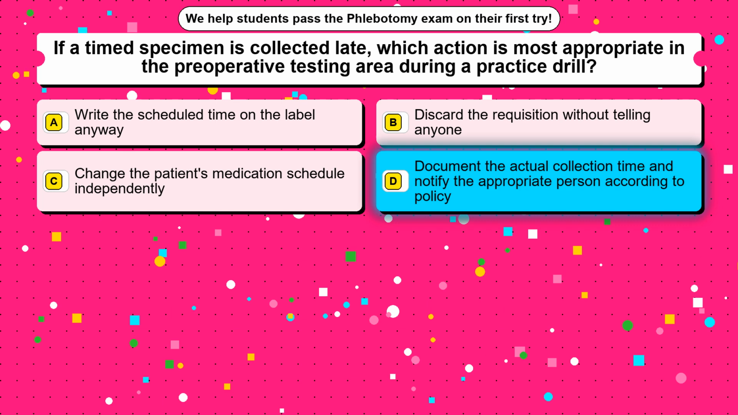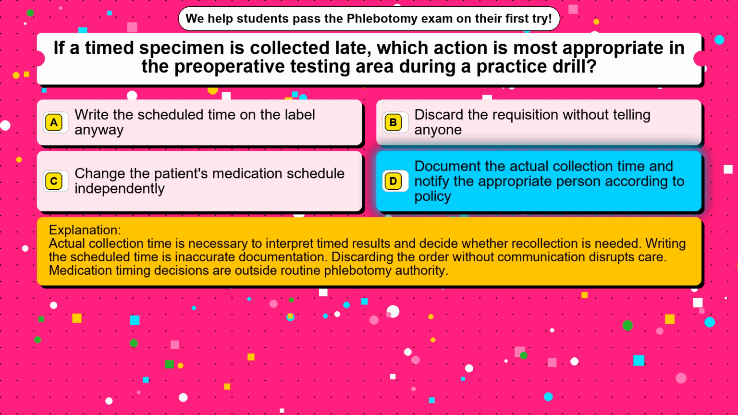The correct answer is option D. Document the actual collection time and notify the appropriate person according to policy. Actual collection time is necessary to interpret timed results and decide whether recollection is needed. Writing the scheduled time is inaccurate documentation. Discarding the order without communication disrupts care. Medication timing decisions are outside routine phlebotomy authority.